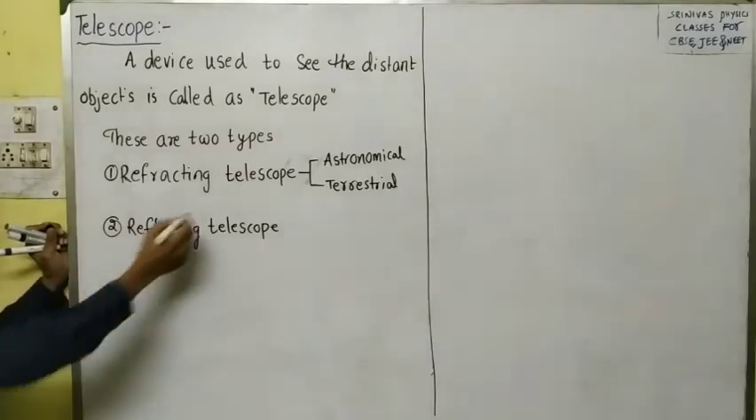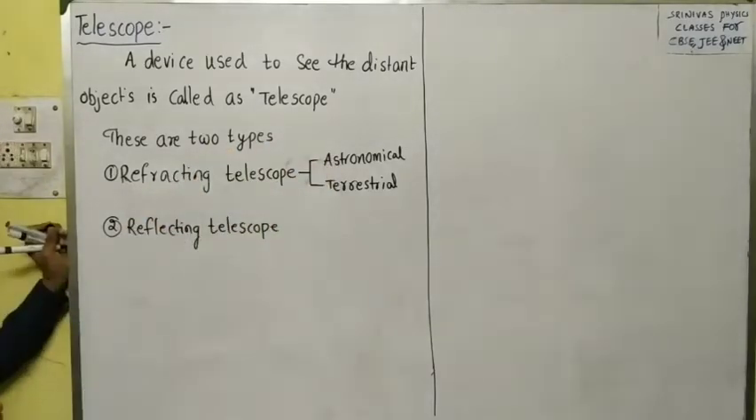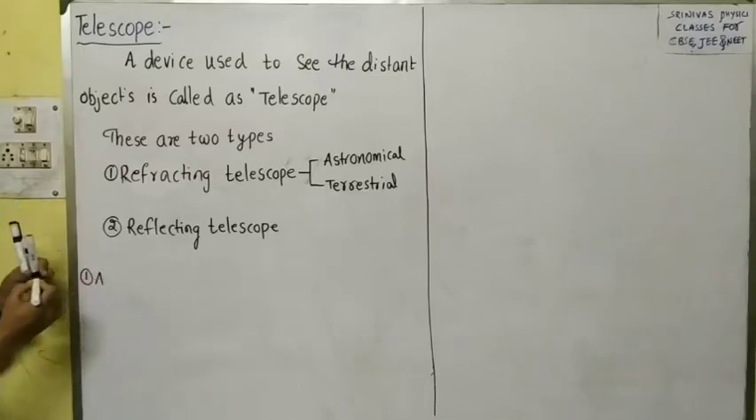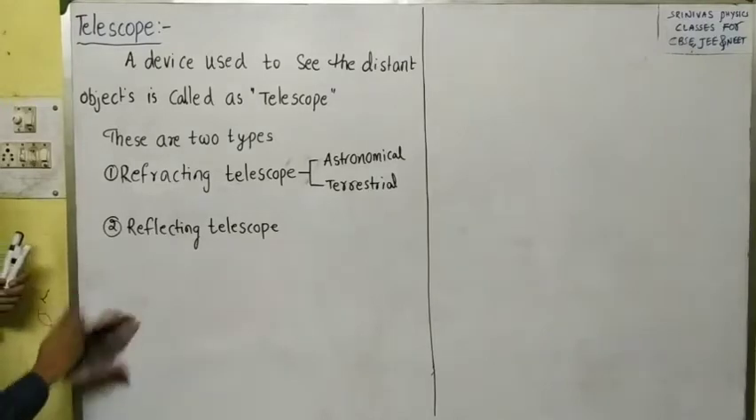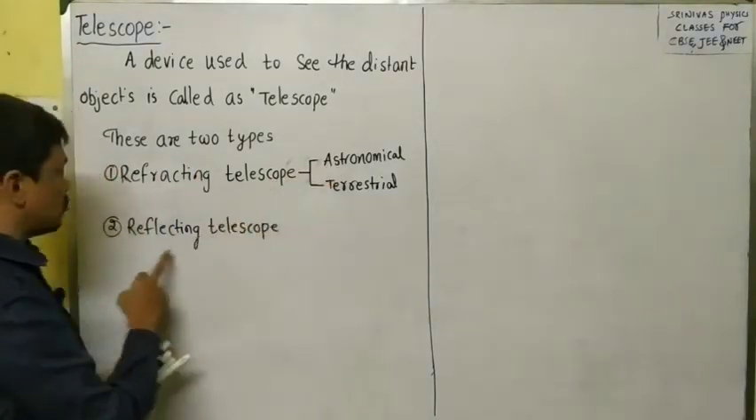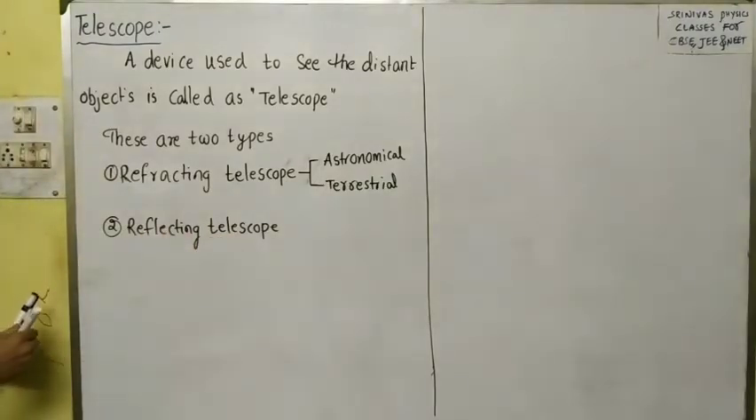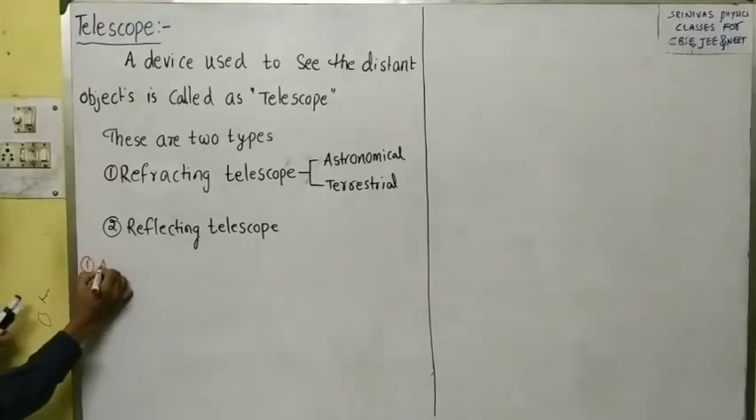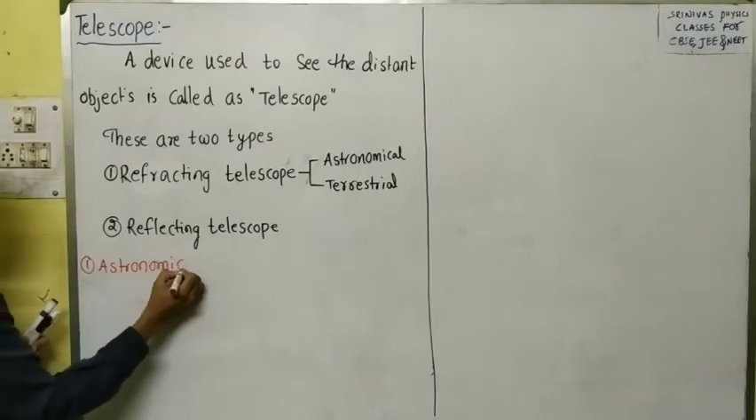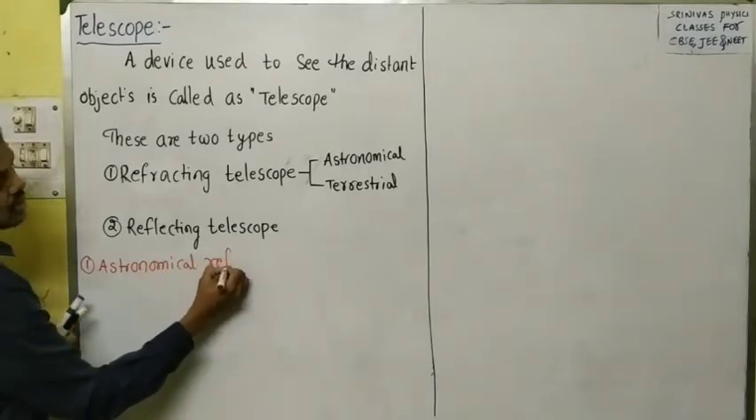First, I am going to explain the astronomical refracting telescope. I am going to start with one type of telescope, that is refracting. In our syllabus we have the astronomical refracting telescope and the reflecting telescope also. First I am going to explain the astronomical refracting telescope.